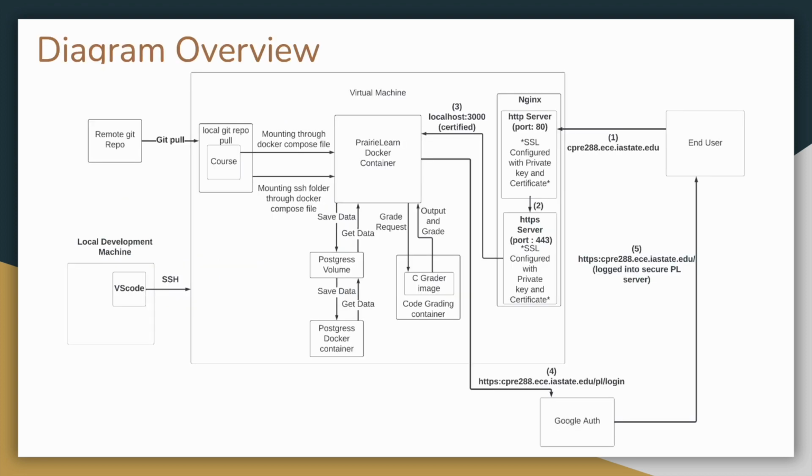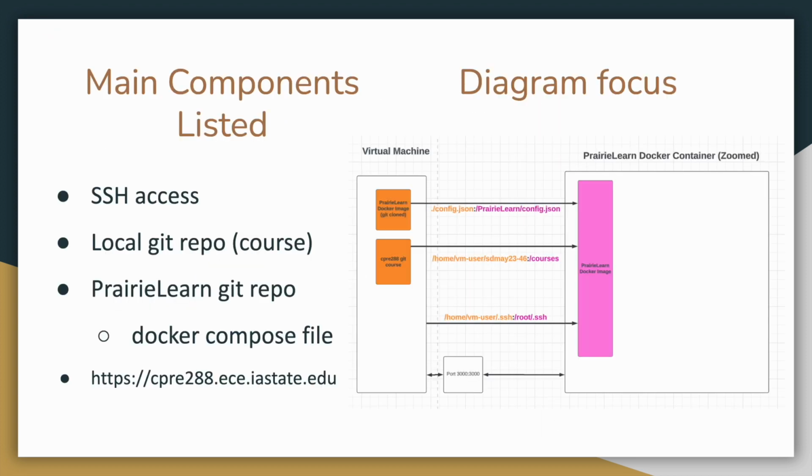So here's the diagram overview and the diagram focus. Here we'll be mounting this course. In orange is from our virtual machine and the Git repository that we pulled earlier, so now it's local, and then we're going to be mounting it to the courses directory and the Docker image.